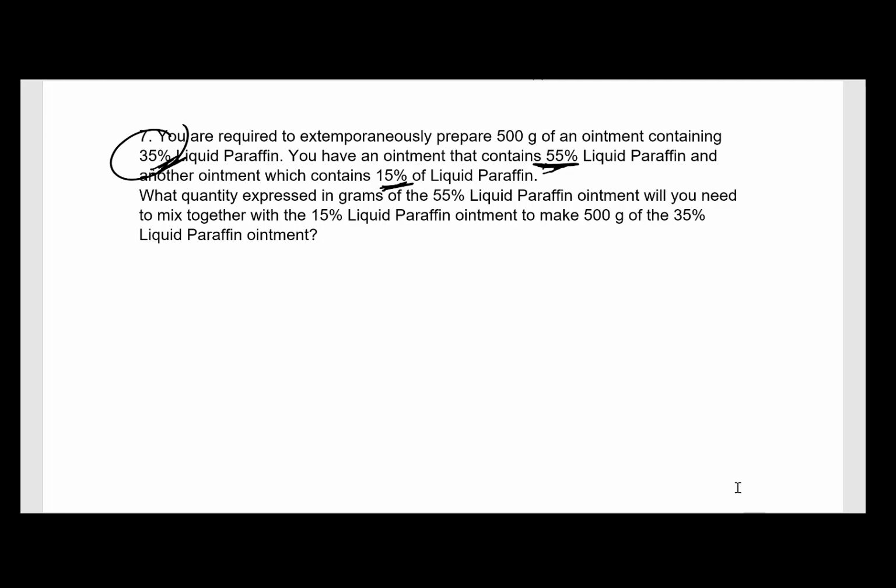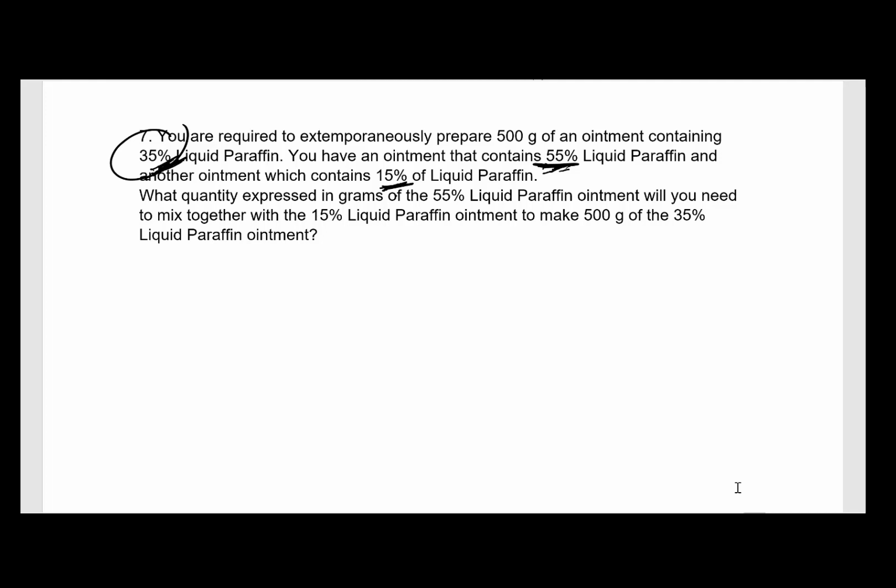If it's like that, then you can easily apply the alligation method. So again, you have to check that the concentration which you have to make is in between the two concentrations which you are given. If it is like that, you can use the alligation method. So here, is it like that? I have to make 35 out of 15 and 55. So that 35 is in between 15 and 55, right? So I can use the alligation method. Does everybody understand that? Okay.